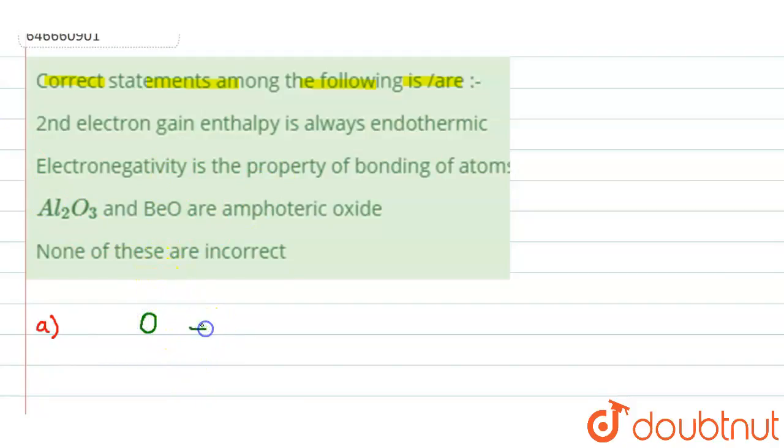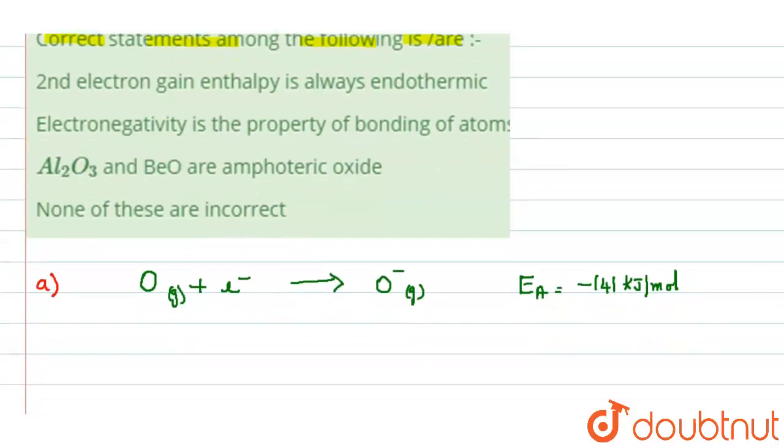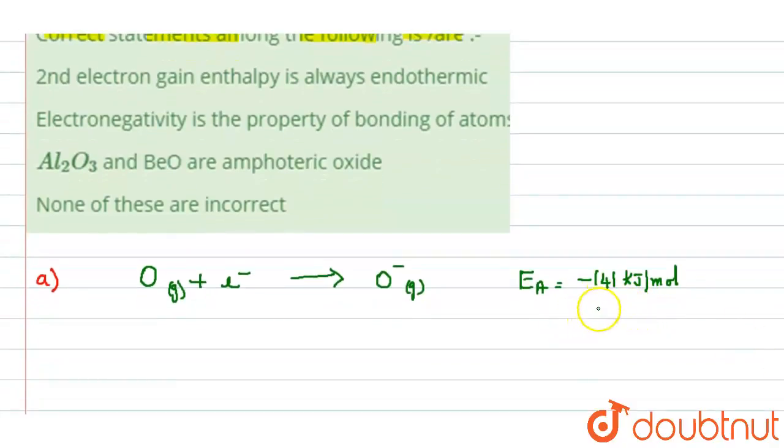Oxygen gains an electron readily because we know that across the period, as we go, the electron gain enthalpy of elements increases. For oxygen, the electron gain enthalpy value as it goes from gaseous oxygen to O minus gas, that EA1 value, is minus 141 kilojoule per mole. This is negative, which means that energy is released in this case. So let's see what happens when it goes to the second electron gain enthalpy.